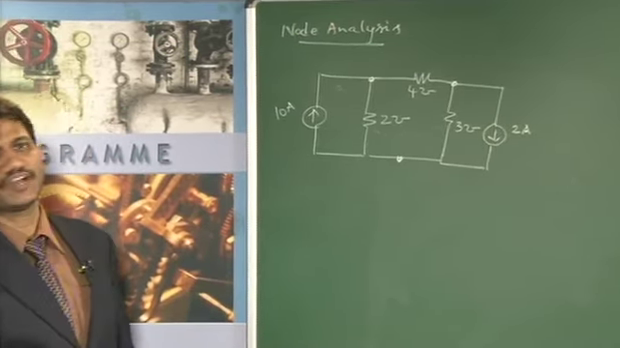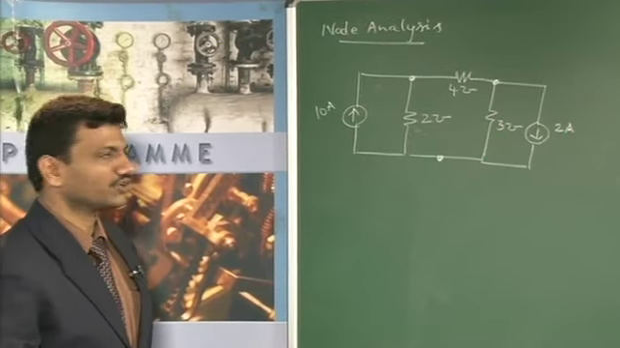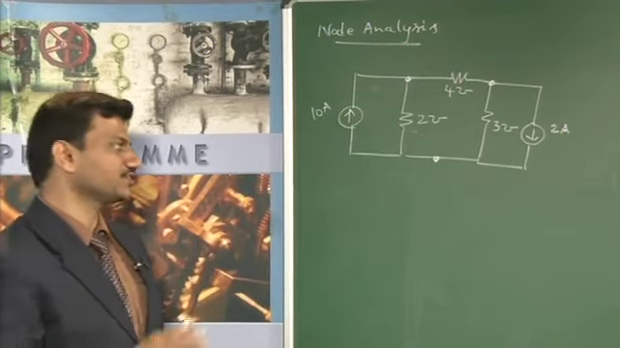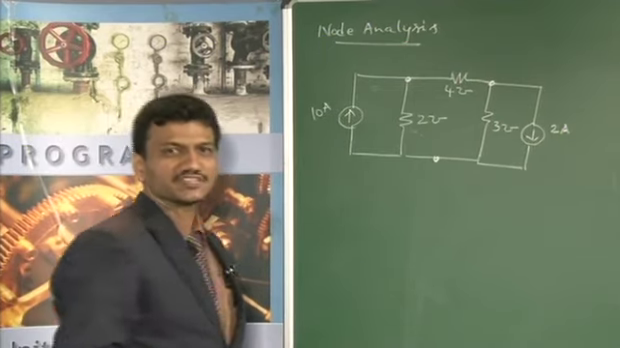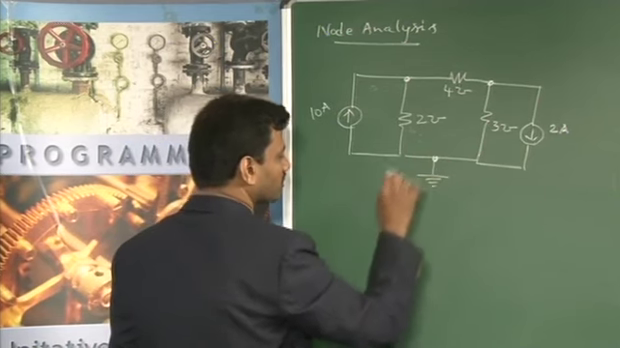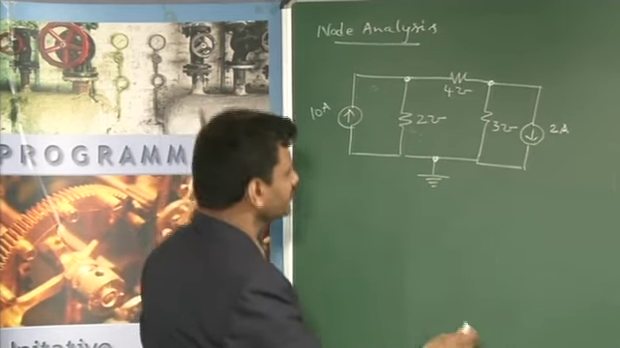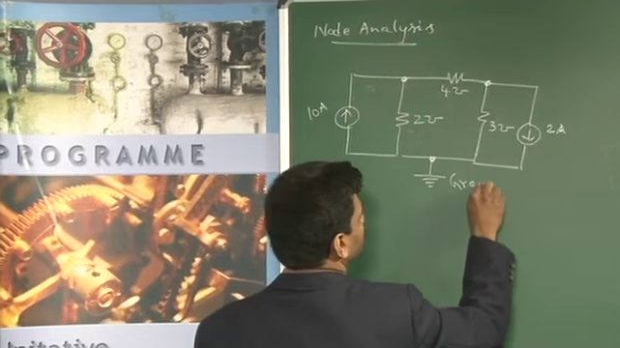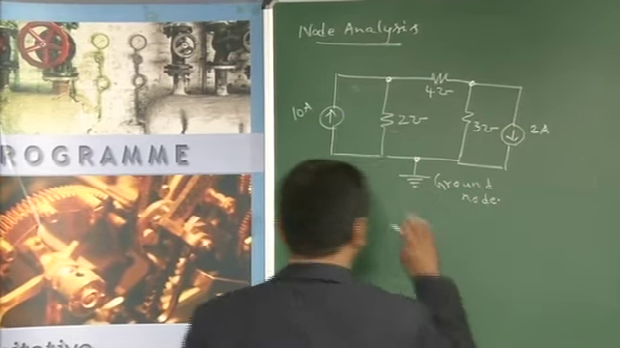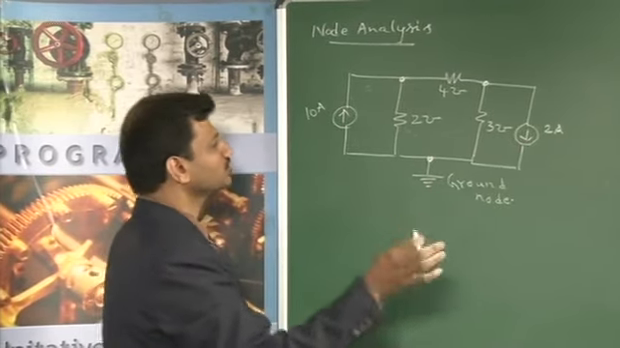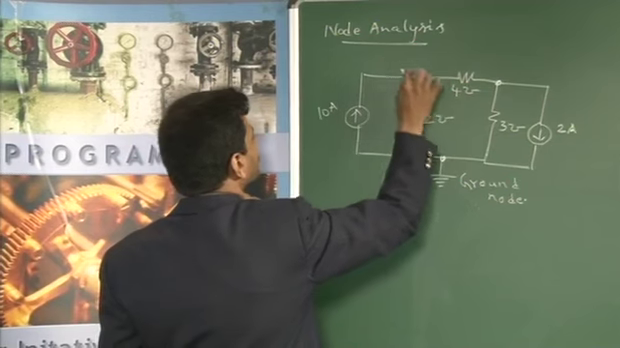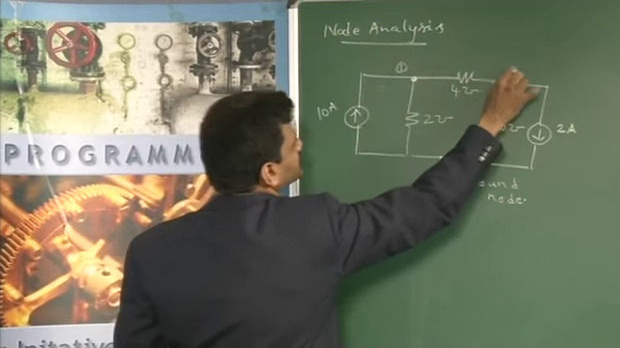Then we identify the ground node, where the potential is considered to be 0. Usually the bottom node is considered to be the ground node. So this is the ground node, where the potential is considered to be 0. Now, leaving the ground node, there are 2 more nodes. We will consider this as node 1 and this as node 2.